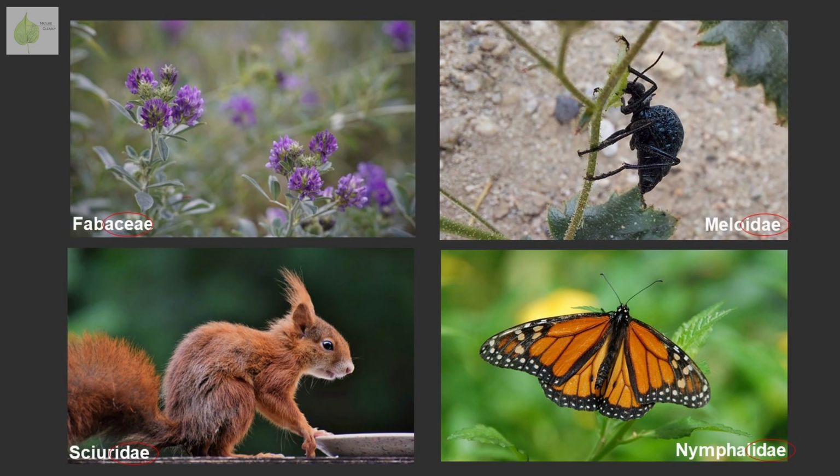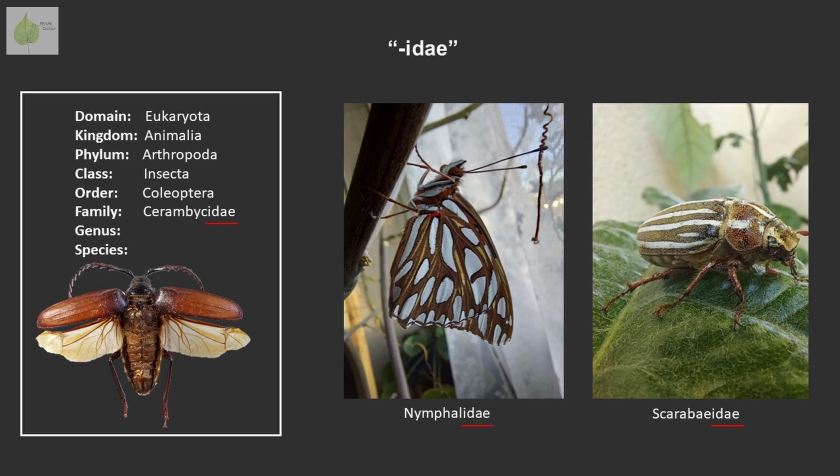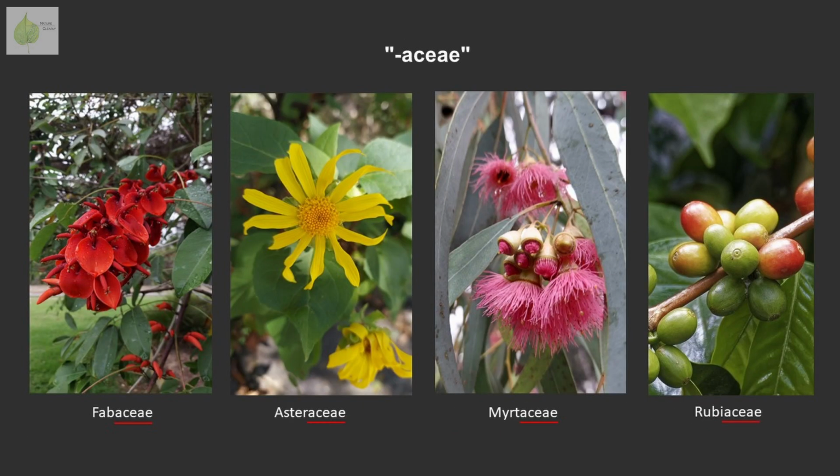Family names have a fixed ending, which is useful to know as you can easily recognize the rank from the name alone. In zoology, it is the suffix -idae, like in our example of Cerambycidae. In botany, we use the suffix -aceae, like in Fabaceae, Asteraceae, Myrtaceae, Rubiaceae, etc.